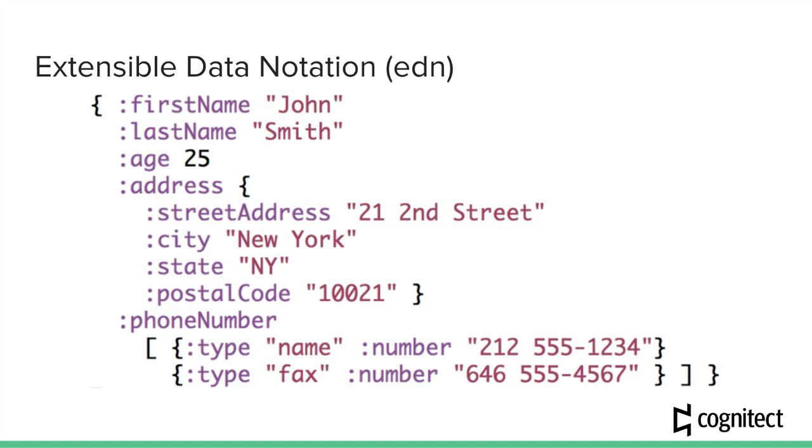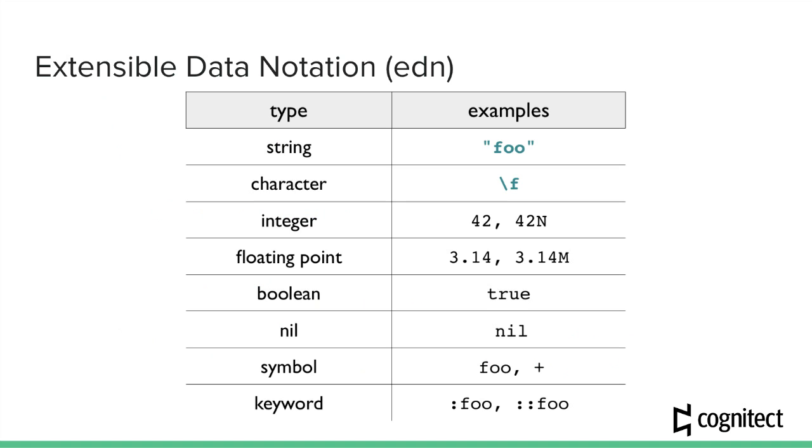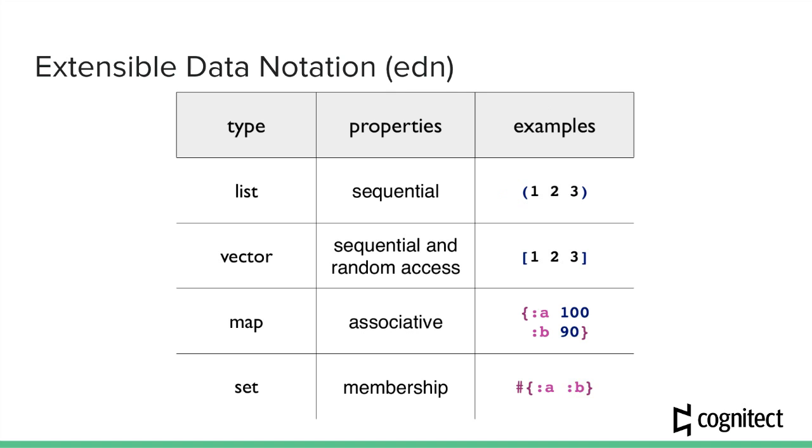We'll start with the scalar types. So the scalar types, we have a string, a character, an integer, including a big int, a floating point, and also including a big decimal, Boolean, nil, symbol, and then keywords. And we can use these scalar types and put them into collections and build up more data. So we have a list that is sequential and linear, a vector that is sequential and random access, a map for associative data, and a set for membership data.